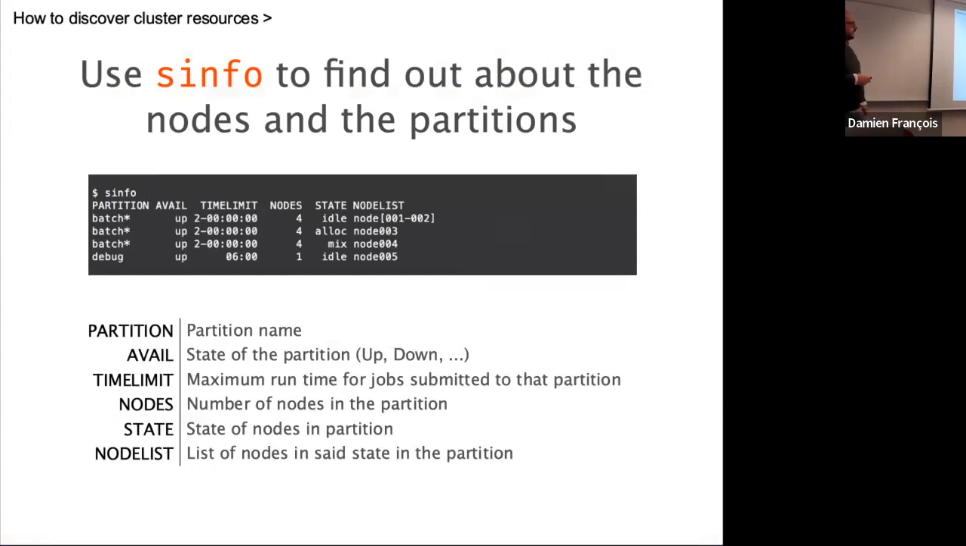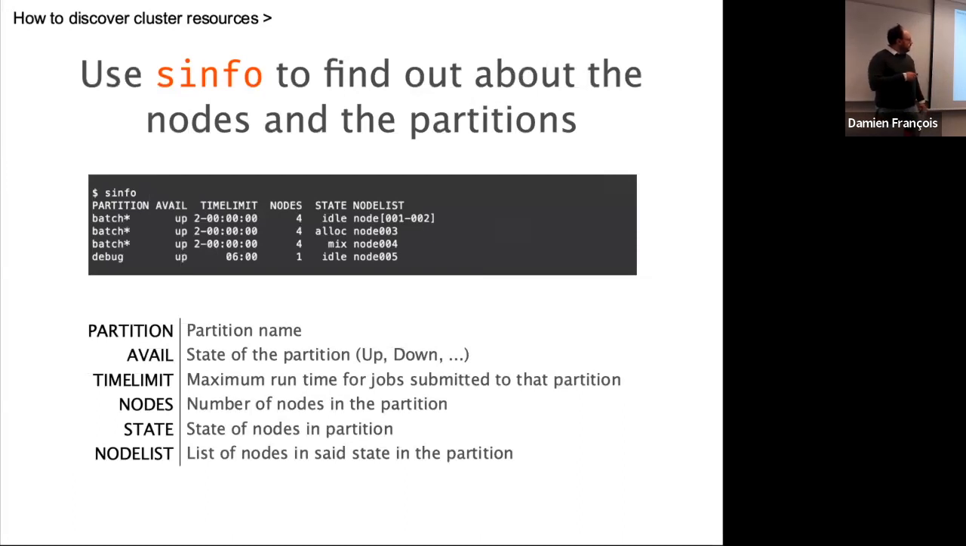If you run the sinfo command, depending on the cluster, you will see something like this. If you do this on Lemaitre 3, you will see something different because we've tried to make it a bit more informative and prettier to the eye. But this is a default output.